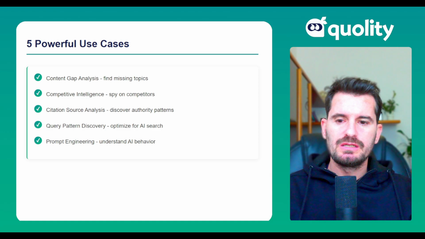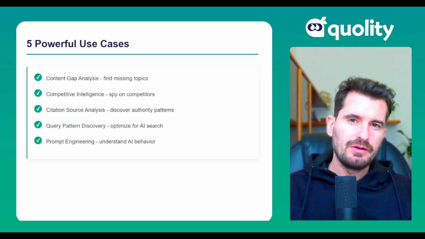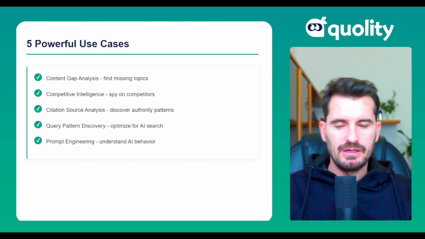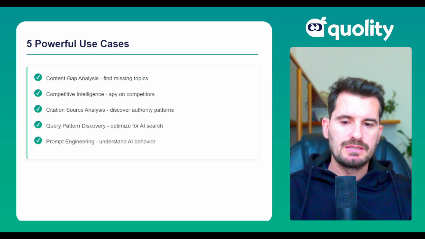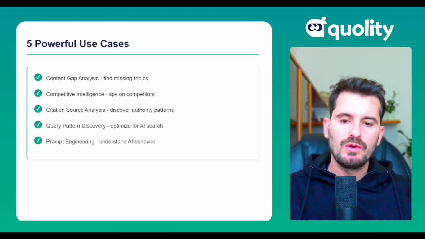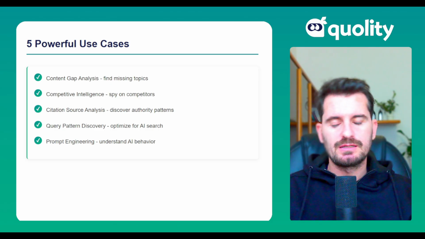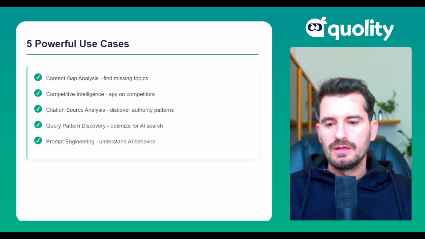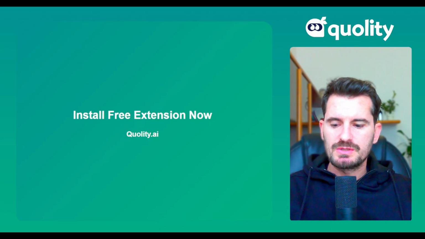Some powerful use cases here are content gap analysis to find missing topics, right? Competitive intelligence to spy on competitors and see if they are mentioned more and if they are actually taking advantage of this opportunity. And citation source analysis, which allows you to discover authority patterns. And then query pattern discovery to optimize for AI search, because now Google search, we all know with zero clicks and everything else, is not super efficient and is not producing the results it used to produce years ago. And then obviously it will help you with prompt engineering. So before I show you, I would recommend you install the free extension now. It's on our website. So let's get started.